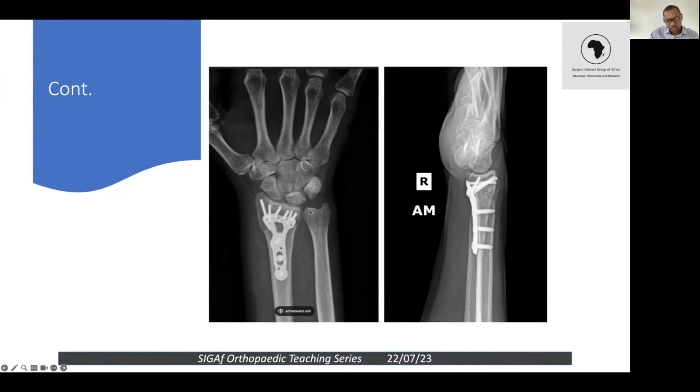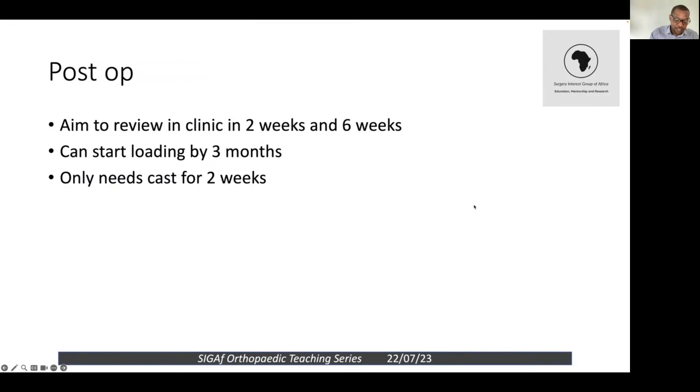You can see that DRUJ, the ulna, is sitting just about next to the radius there. There are no obvious screws that you can see trying to penetrate into the joint. So that's holding the fracture nicely in place. How you rehabilitate this patient depends again on your center. But the good thing about after you've done an ORIF and you put a plate and screws in there, you can try and mobilize the patient as soon as possible.